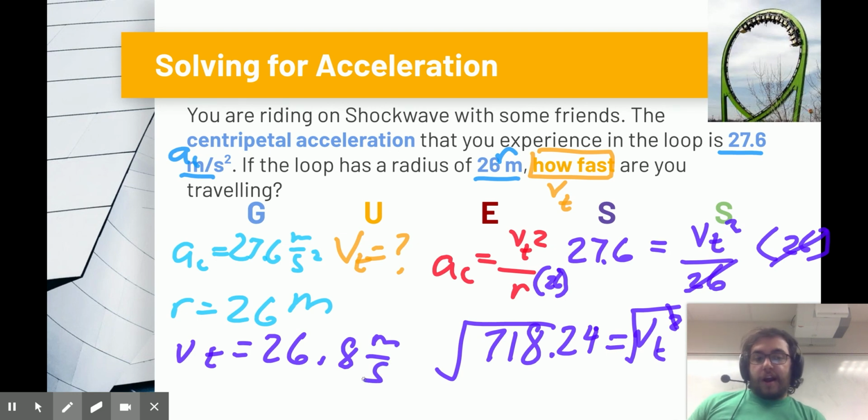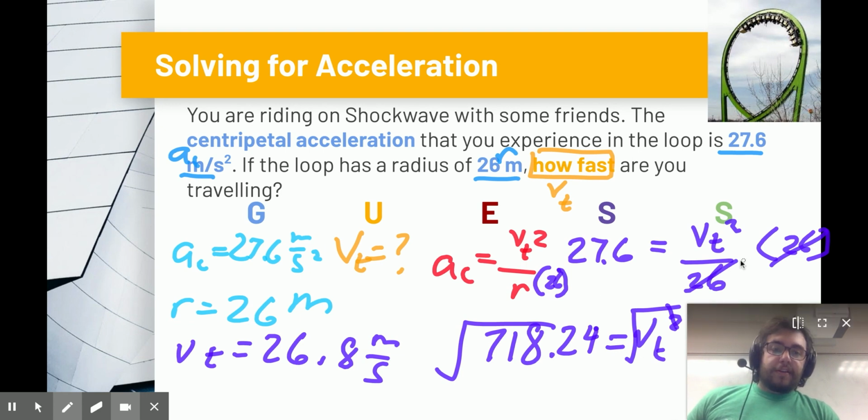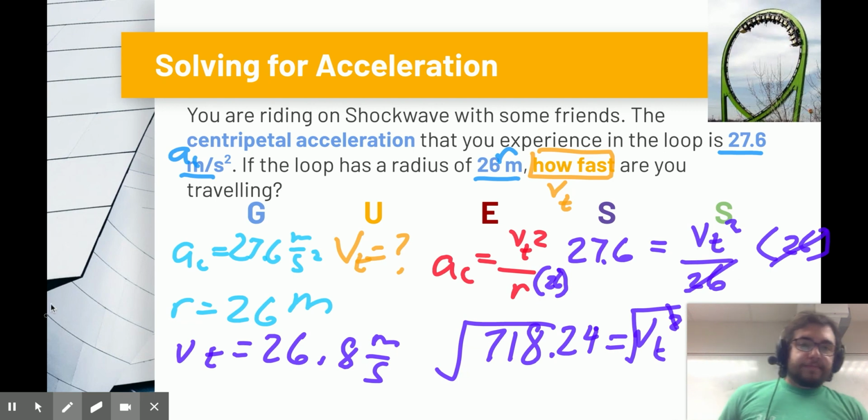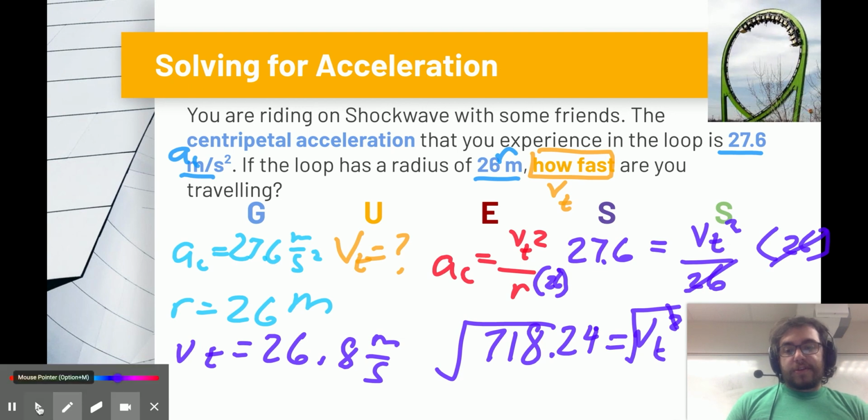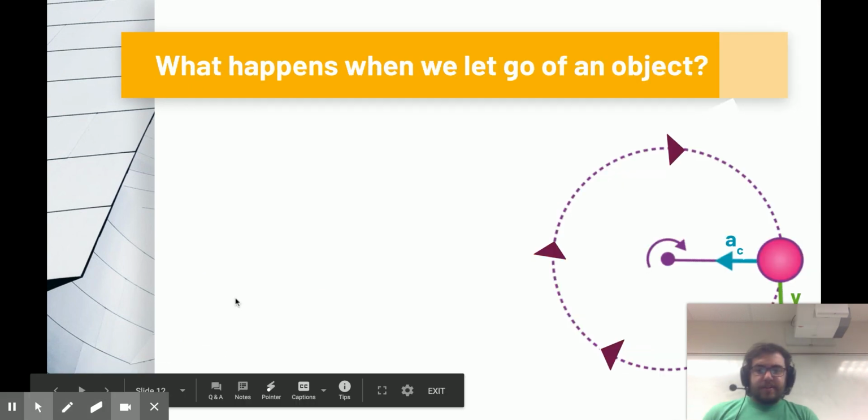Not too hard. The trickiest thing is making sure you don't accidentally plug in this value to VT, or you don't accidentally forget to square root something, or you just make a silly algebra mistake, which happens. We're human, right? But now there's some practice problems, and we'll talk about our next part of acceleration, or centripetal acceleration, which is this. Weird.